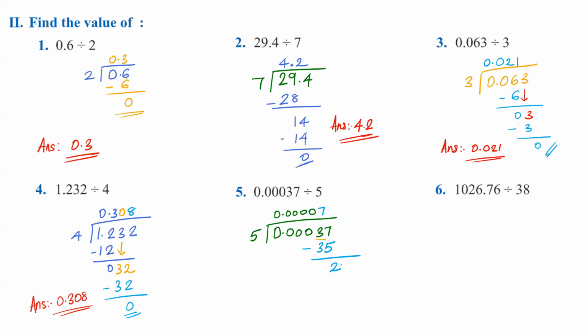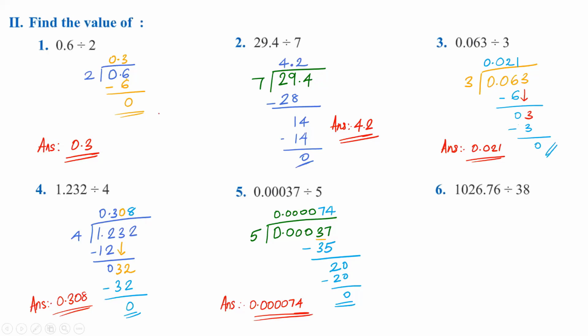Now 2. Again, what about 2 and 5? You can put a 0 here. Then 20 is divisible. Yes, it will be 4, 0. So here the answer will be 0.00074. There are 4 zeros. Don't make mistakes there. There are 4 zeros in the quotient.